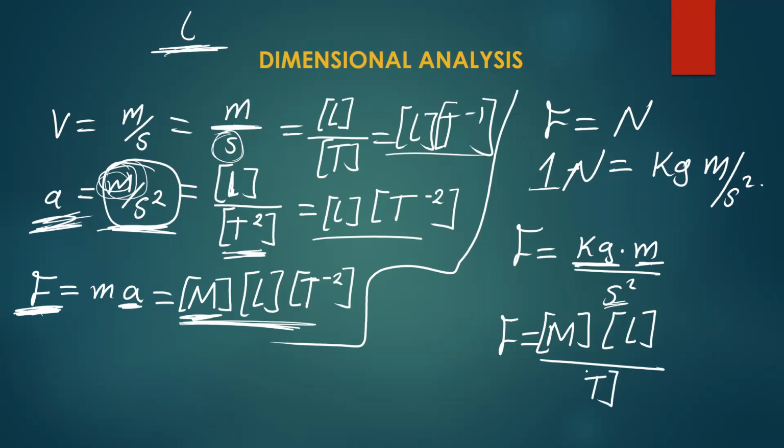Time. So time to the power 2. So there's a 2 there. So this can further be written as m, and then we have L, then t to the power -2. All right, so this is how simple these things are.